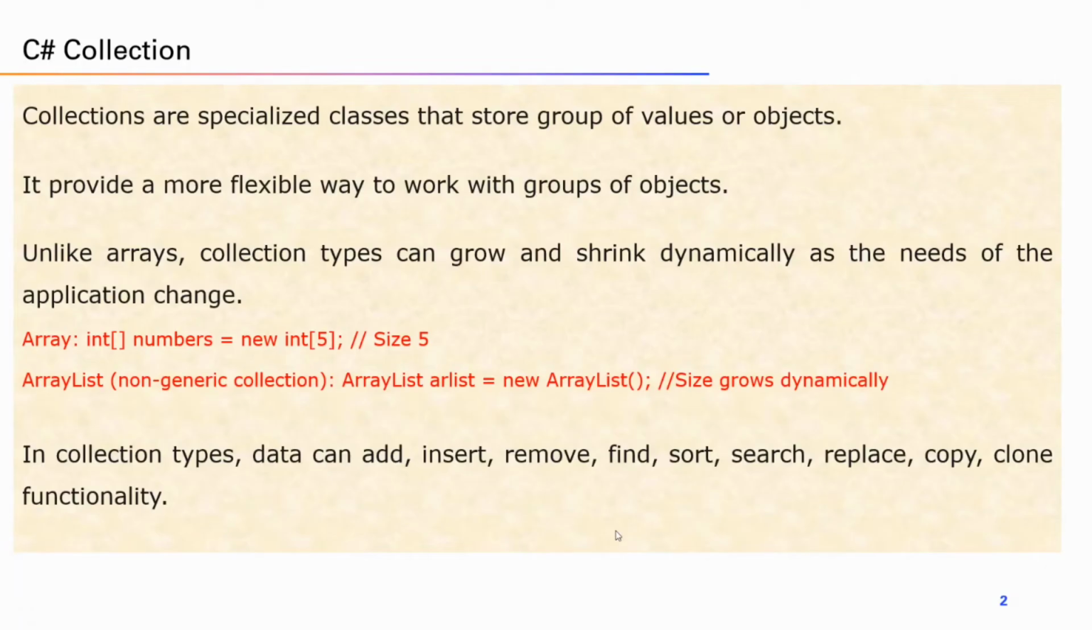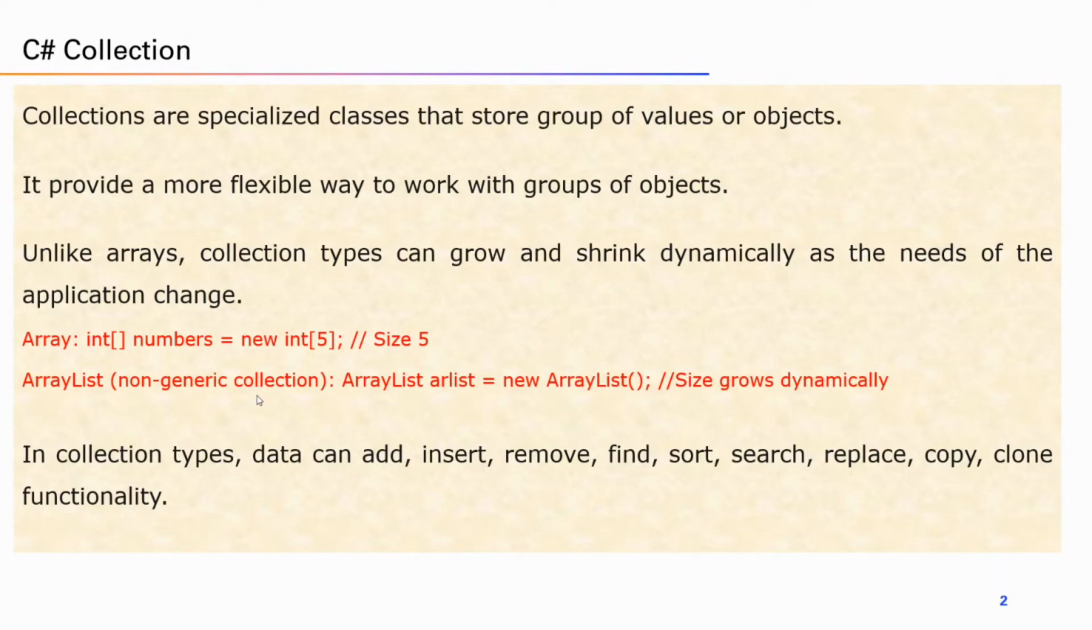Hi all, let's see collections in C#. Collections are specialized classes that store a group of values or objects. They provide a more flexible way to work with groups of objects. Unlike arrays, collection types can grow and shrink dynamically as the needs of the application change.